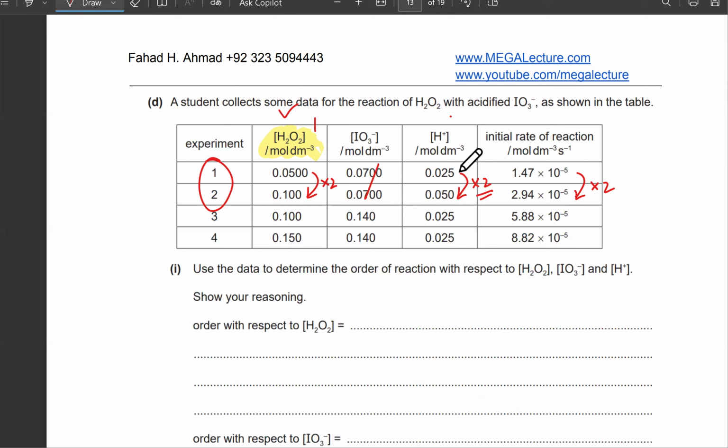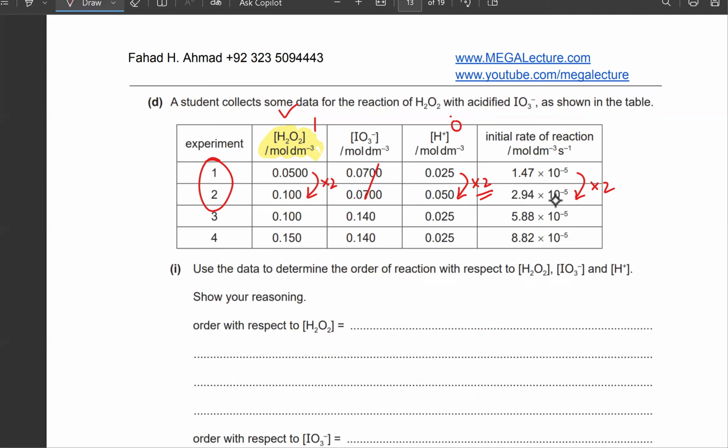Yes, sir. What if it's the opposite, that it's happening because of H plus and not because of H2O2? No, now let's be specific. We know that, and we're going to do more questions like this as well. In this specific case, I know that H2O2 doubles, so the rate should double because of H2O2. And it doubles, it becomes 2.94. So if H plus 1 is doubling, that is not causing or showing any effect on the rate of the reaction. So order is what? Order is 0 with respect to H plus 1.